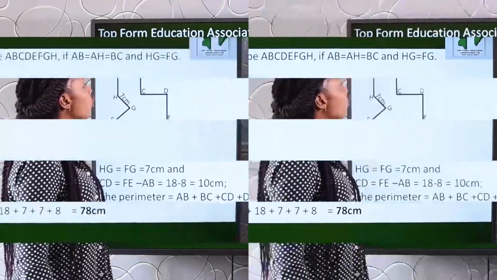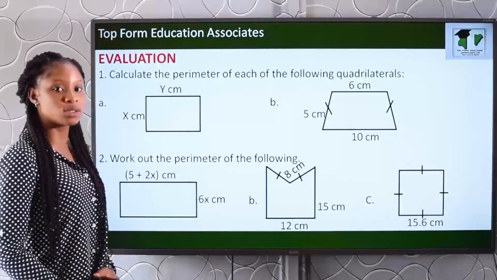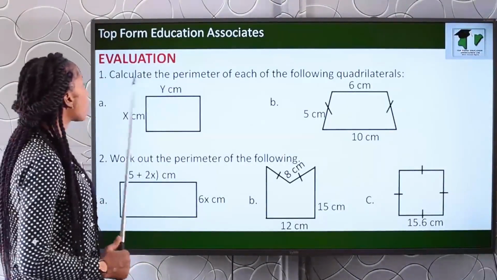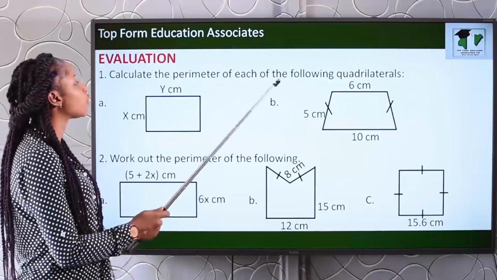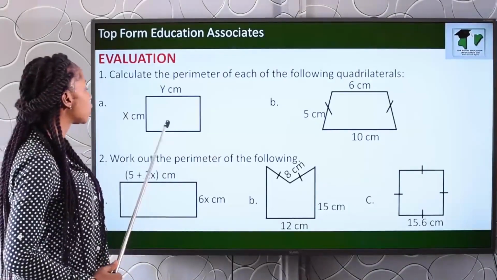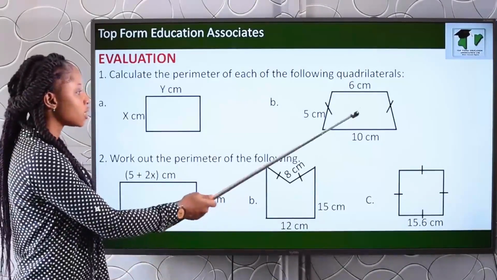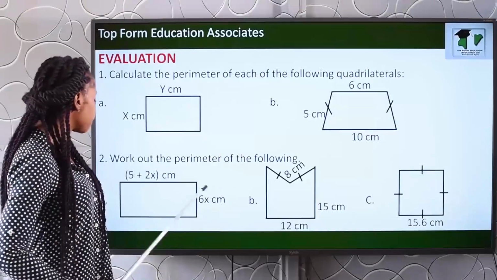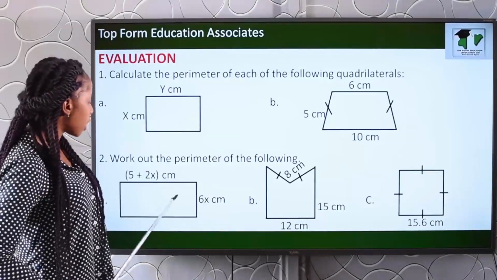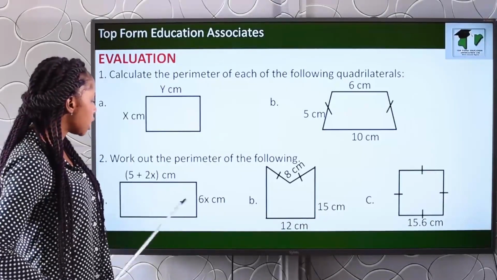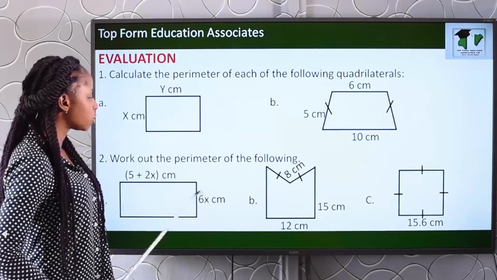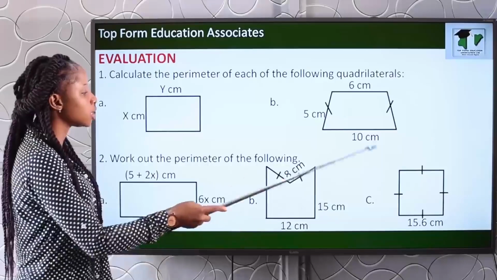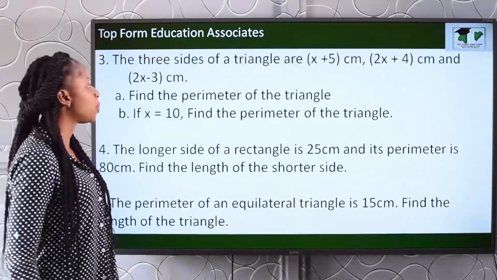Now, to see if we've been following all that we've learned today, let us take some evaluations. Number 1, calculate the perimeter of each of the following quadrilaterals. We're given this and we're given that. Number 2, work out the perimeter of the following. We have a rectangle here with the width and the length. We have to find the perimeter. B, we also have a figure here. We have to find the perimeter. And C, we should look for the perimeter.